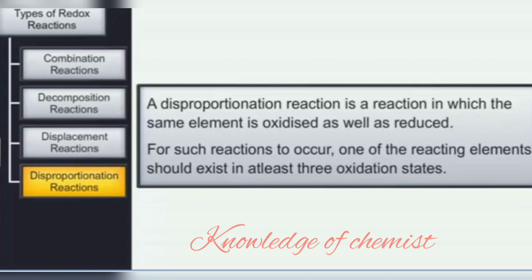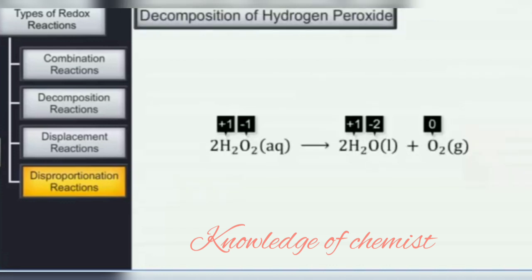Finally, let's look at the last type of reaction, the disproportionation reaction, in which the same element is oxidized as well as reduced. For such a reaction to occur, one of the reacting elements should exist in at least three oxidation states. For example, decomposition of hydrogen peroxide is a disproportionation reaction.